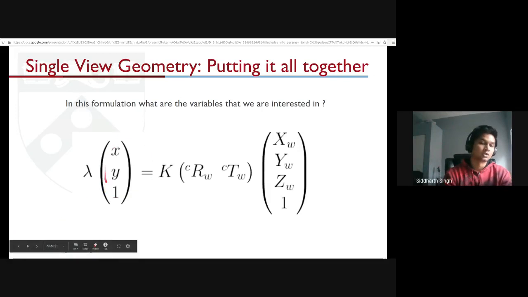Okay, so I had just told you that we will know these x and y pixel values because we are getting the image. How do you think we are getting these points? Anyone?